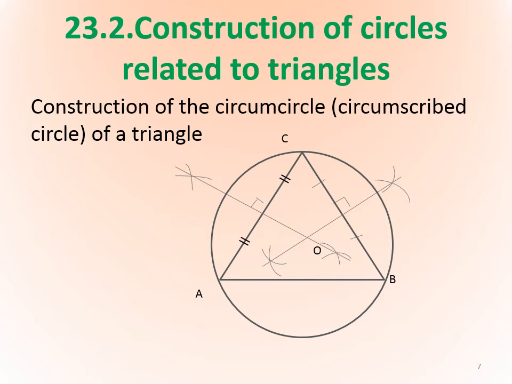The circle passes through all the vertices of the triangle ABC. This circle is known as the circumcircle of the triangle ABC. The center of this circle is known as the circumcenter of the triangle.